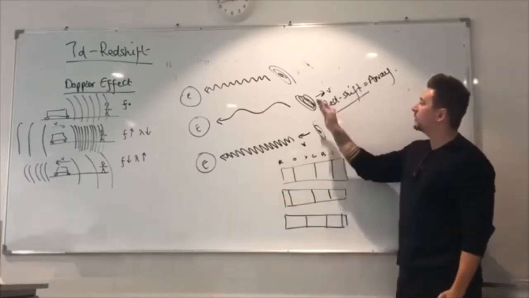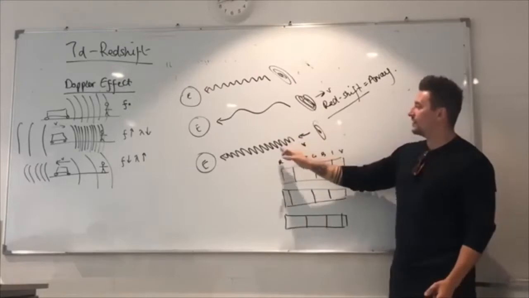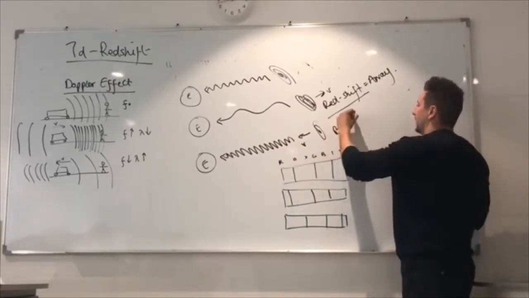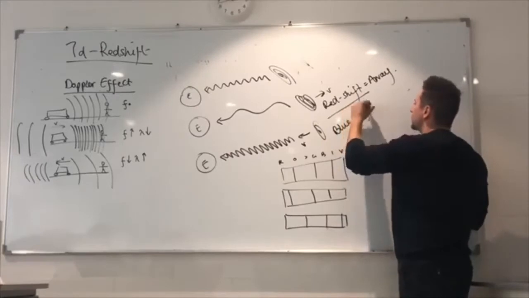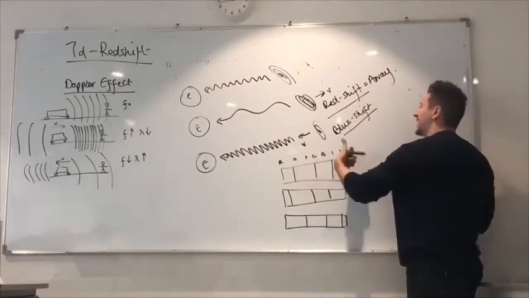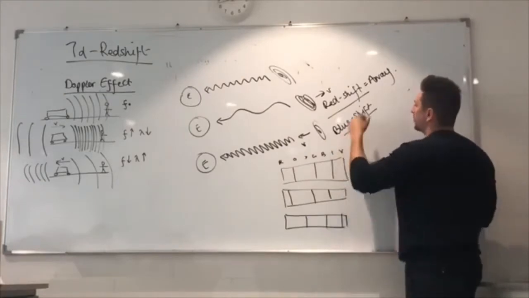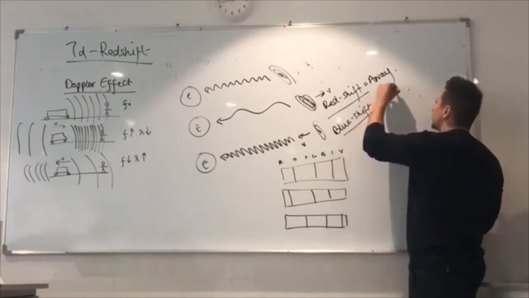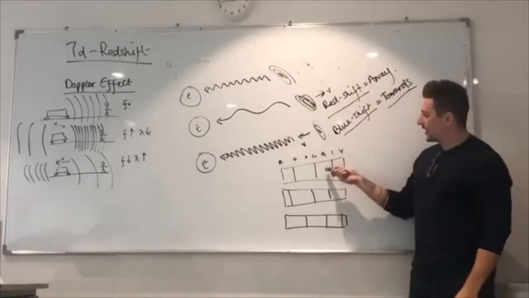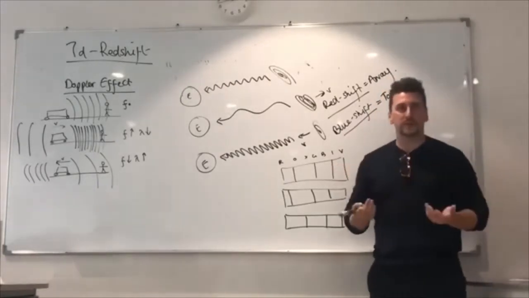So any object moving towards us has a higher frequency, we call that blue shift, because the light that we receive has been squashed, so it has a higher frequency, which means a lower wavelength. So blue shift is anything moving towards us.